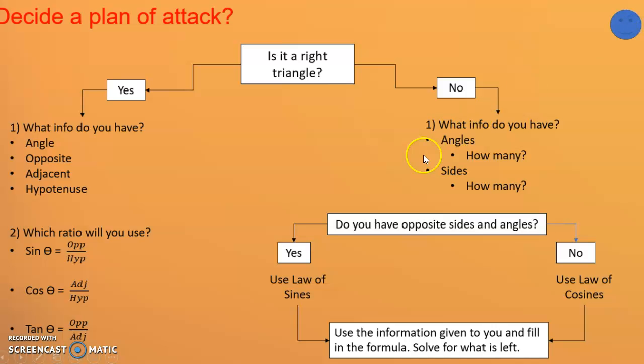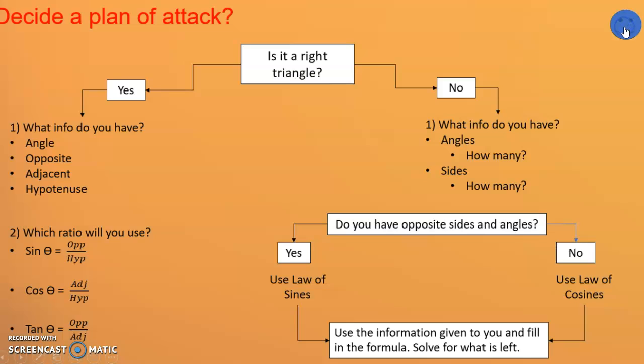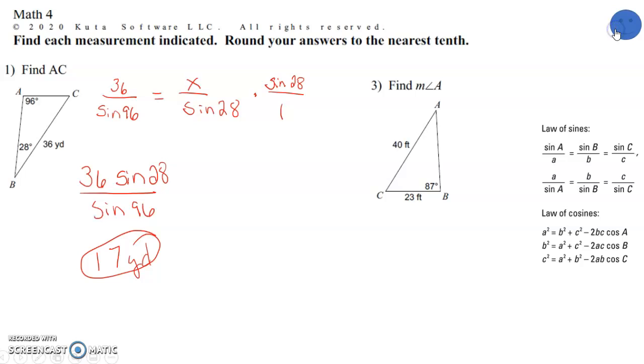So it says, do we have opposite sides? Yeah, we sure do. Here's an 87 and a 40. So they're opposite sides. In other words, this side does not touch this angle. It's a sidewalk and it never comes to this angle right here. So we do have opposite sides, so we can use the law of sines. Okay, so that's good.